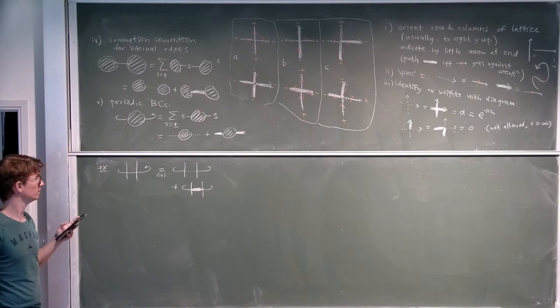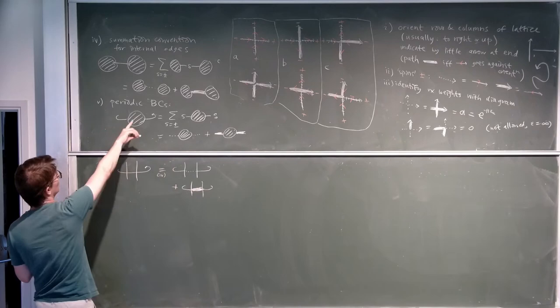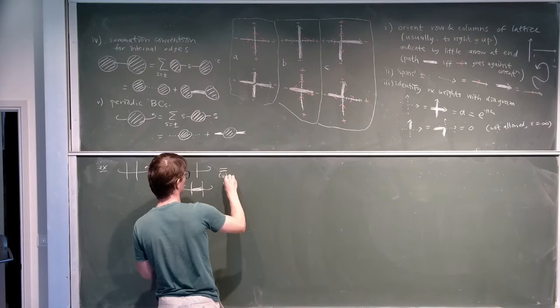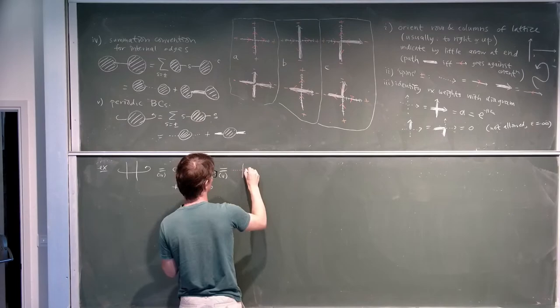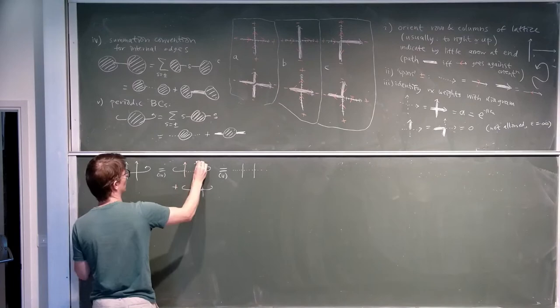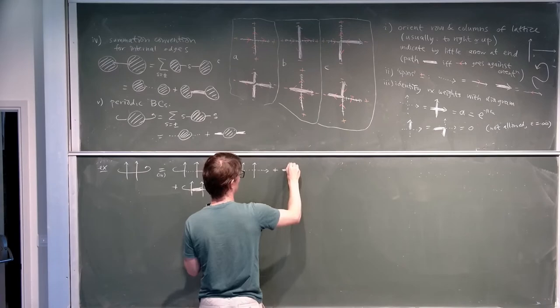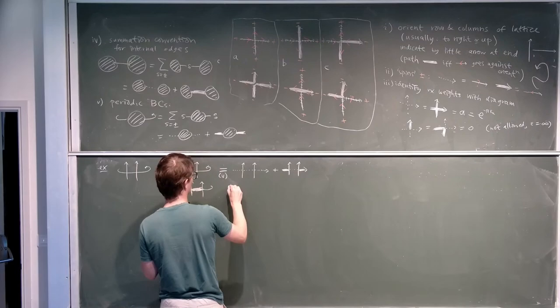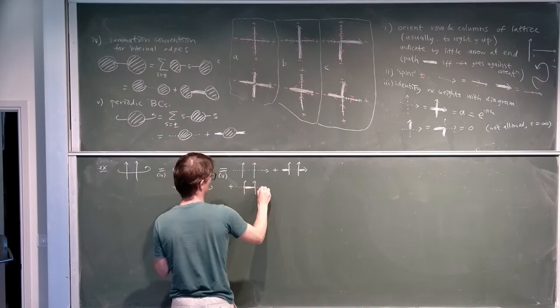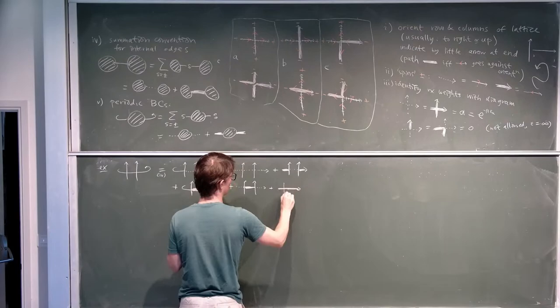But now we also have an internal line, wrapping around the cylinder on which it is drawn. So by the rule for periodic boundary conditions, we have to expand each of these again. The top one has two possibilities: it looks like this, or it looks like this. And then the bottom one can likewise be expanded either like this, or with a solid line going horizontally and a thin line.